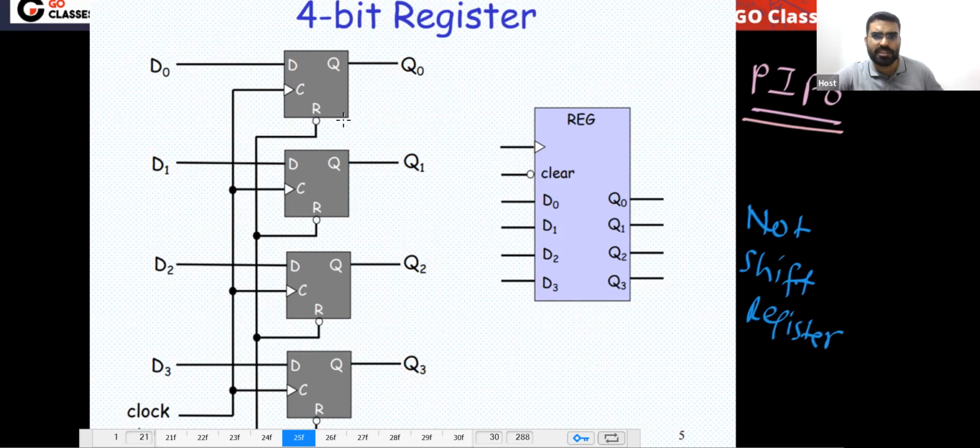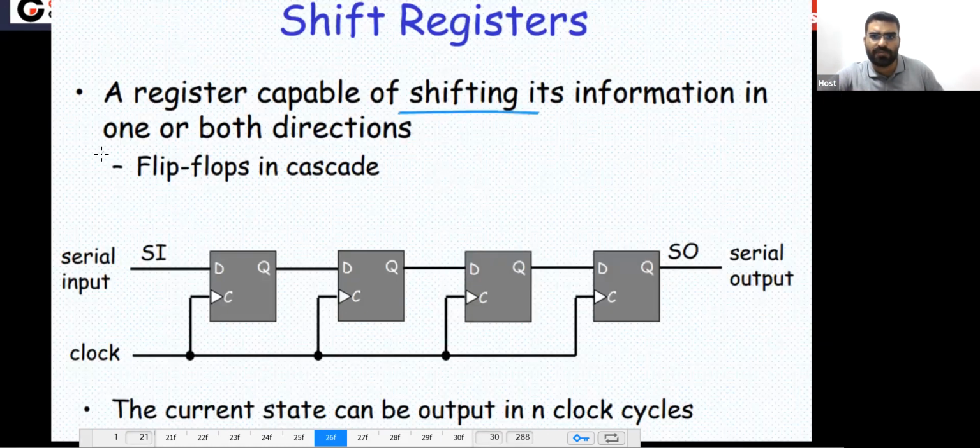We have also seen what a shift register is. A shift register means you shift the information in either one or both directions. Okay, that is your shift register. So all these concepts we have seen.